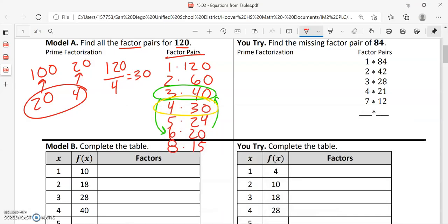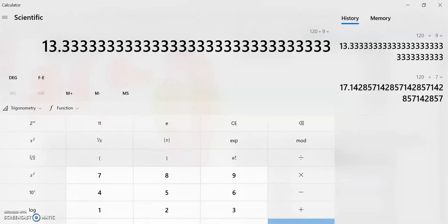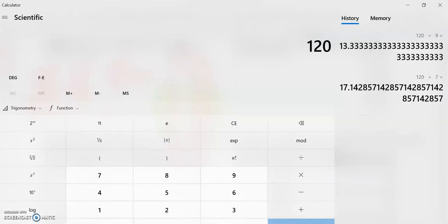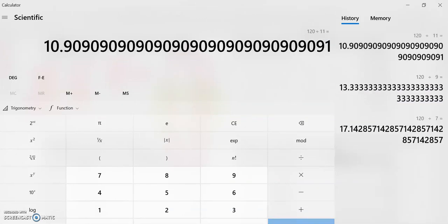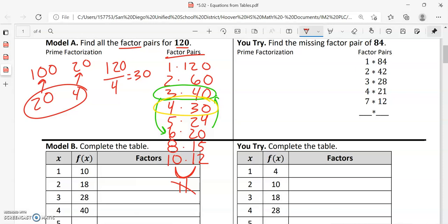10 does go into it because we have a 0. So we just have 10 times 12. And we can see we've almost come all the way around. There's only one more number in here. It is 11. Let's check 11 on our calculator. 120 divided by 11. And we get a decimal. So 11 is not a factor. So we are done with our list of factor pairs.